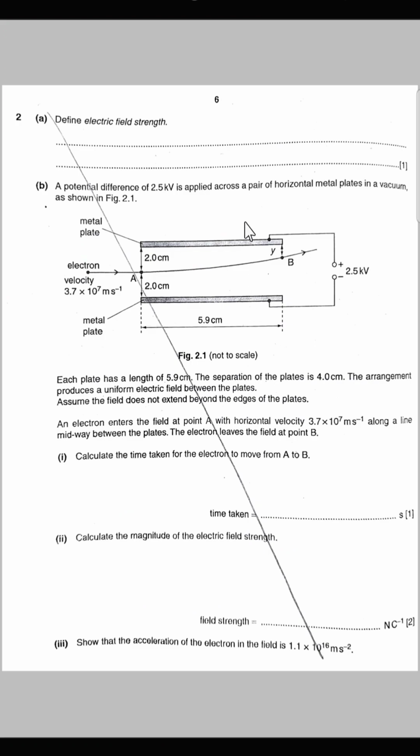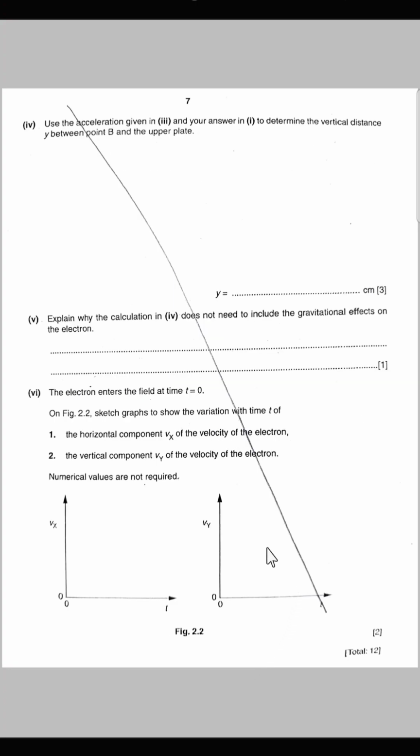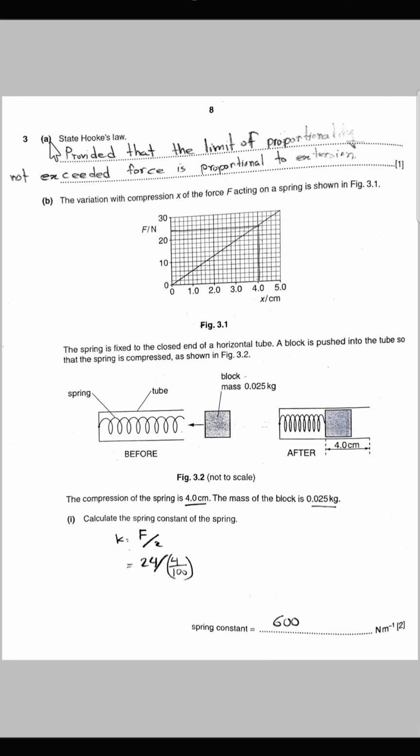Then question number 2: as electric field is removed from our syllabus, we are not going to discuss this right now. Also this page is from electric field. Then question number 3a: state Hooke's law.